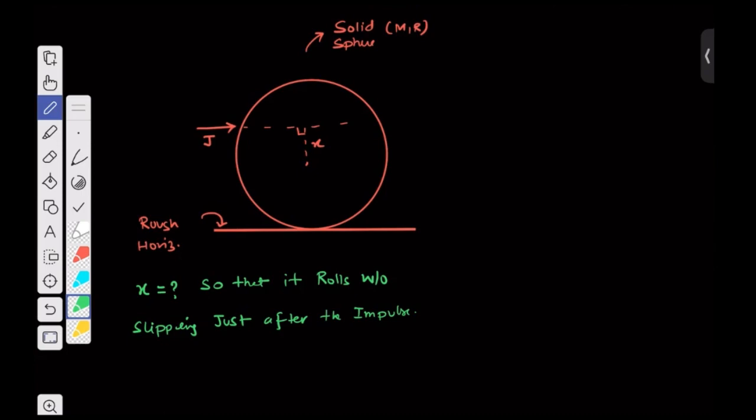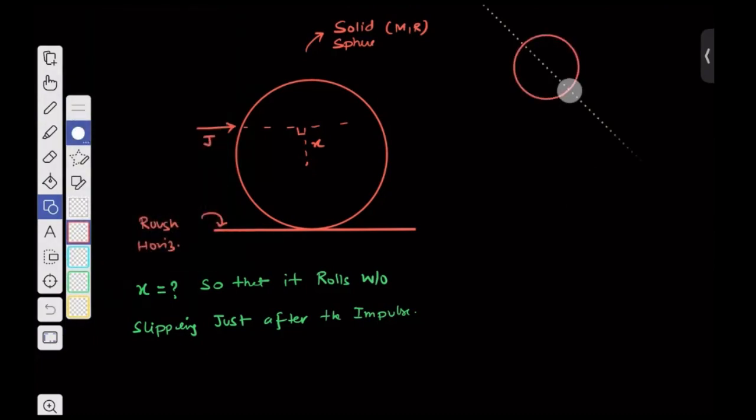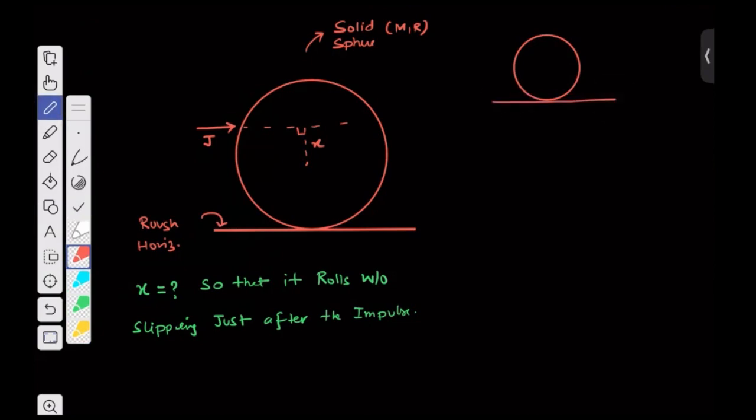The first thing is, since it is going to undergo rolling without slipping just after the impulse, I'll assume that it will be getting a velocity V_CM this way just after the impulse, and omega in this manner just after the impulse. So first we will be considering the translational motion of the center of the mass.